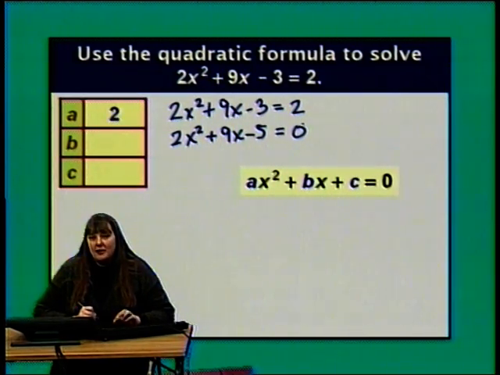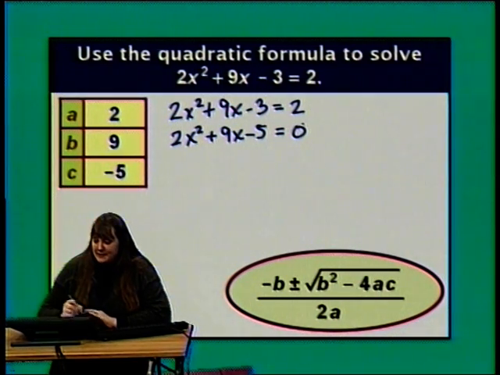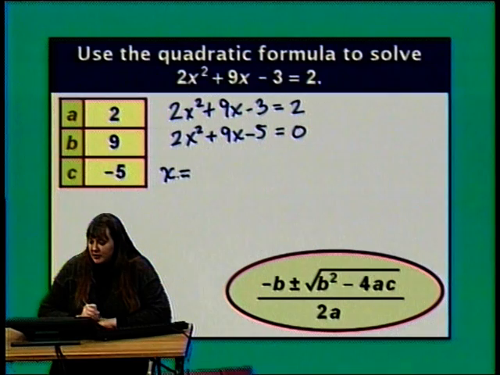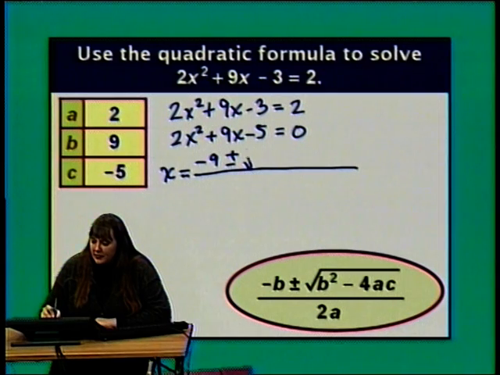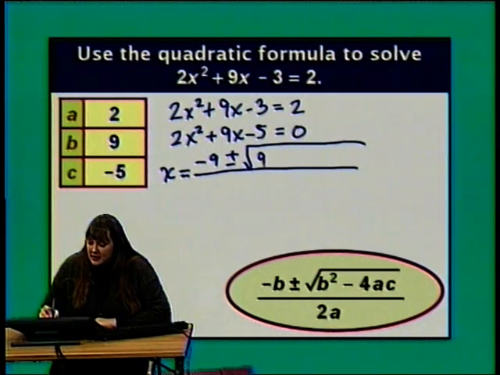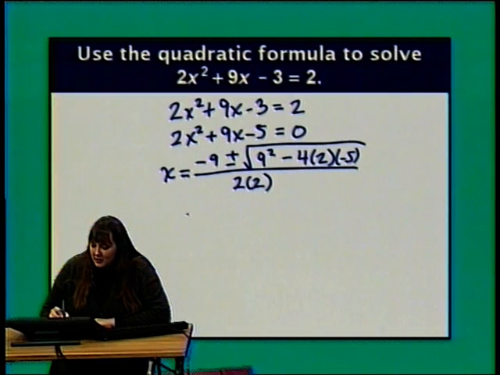And now I see that a, the coefficient of x squared, is 2, b, the coefficient of x, is 9, and the constant c is -5. So, pulling out that quadratic formula, which you should write on your paper to help you memorize it, we know that x is going to be the opposite of b, so that's -9, plus or minus the square root of b squared, that's 9 squared, minus 4ac. In this case, that's 4 times 2 times -5, all over 2 times a, which in this case is 2 times 2. So let's simplify.